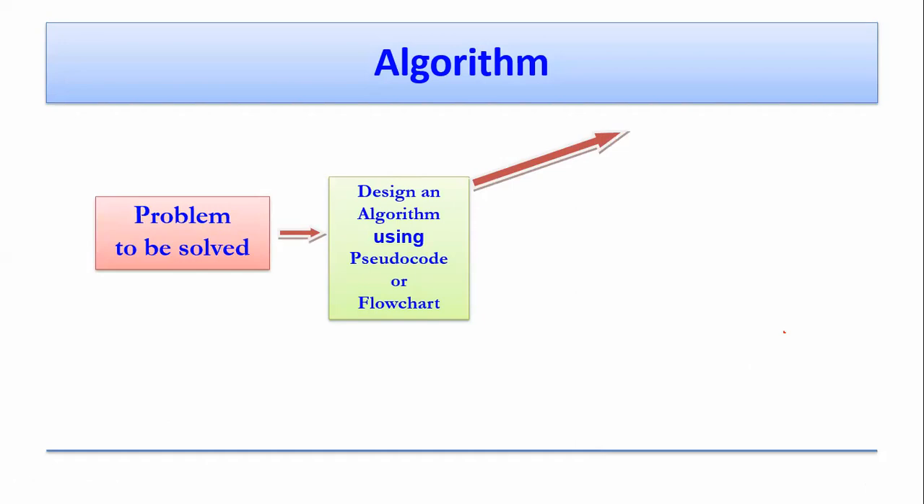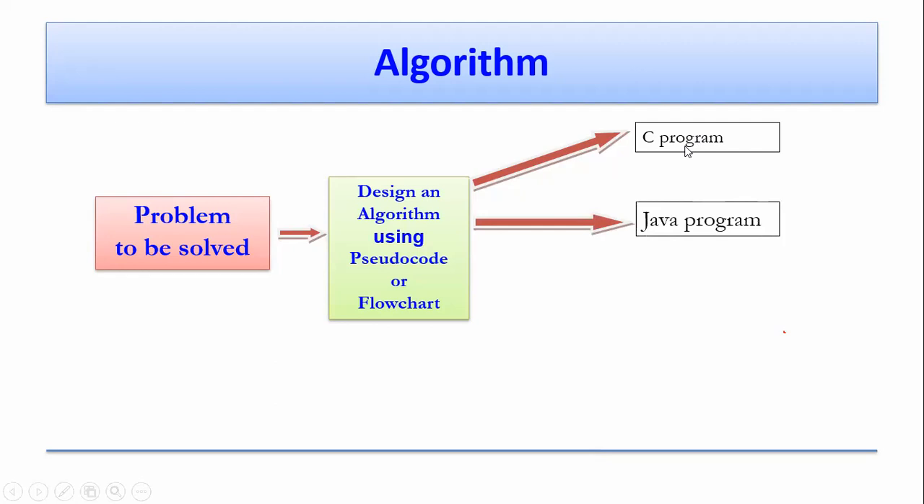So when you design the algorithm, there are two main methods, right? To design the algorithm, one is the flowchart, the other one is pseudocode. Then if you have an algorithm, that algorithm can be converted into any programming language. That language may be C, or Java, or Python. Not only these, you can convert our algorithm into any programming language.